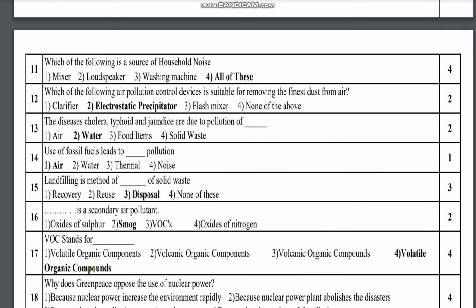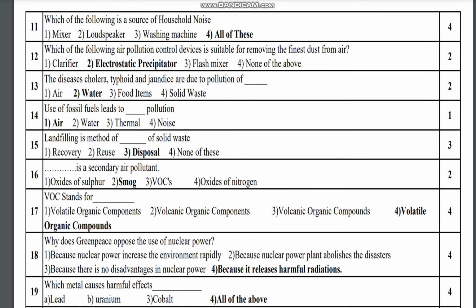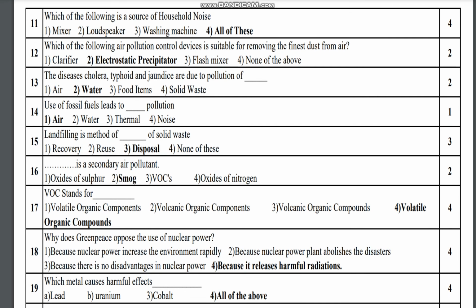Then which of the following is a source of household noise? Mixer, loudspeaker and washing machine all. Question number 12 is which of the following air pollution control devices are suitable for removing the finest dust from air, that is electrostatic precipitator.